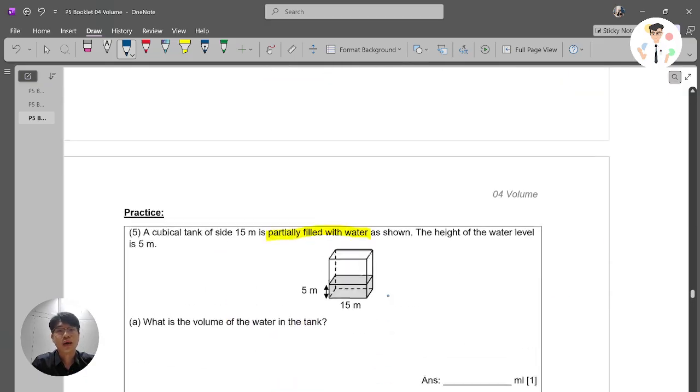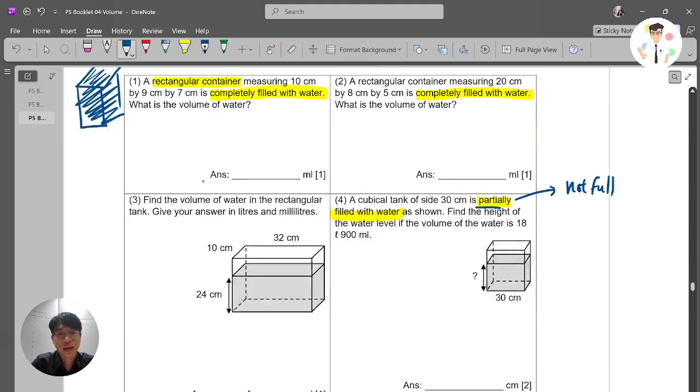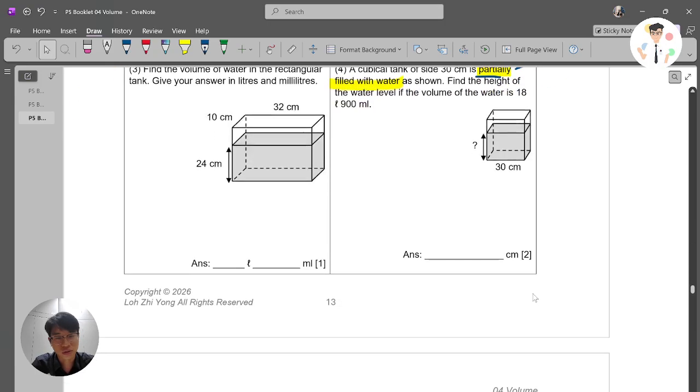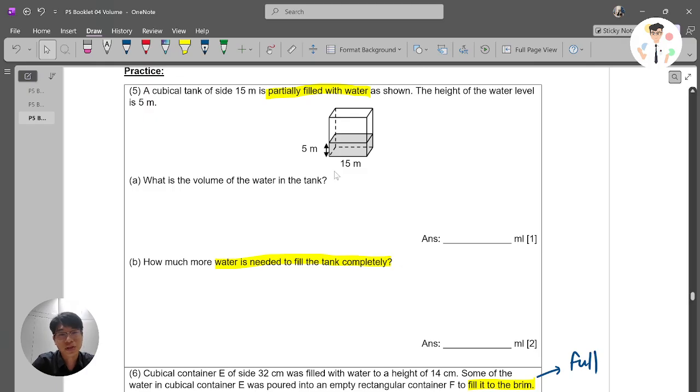Now, just to share with you some of the common questions. Of course, they'll ask you to find the volume. These are some of the very basic questions. And they'll probably ask you how much more water is needed to fill it. Basically, I'm asking for the blank part. What is the volume of the blank part?